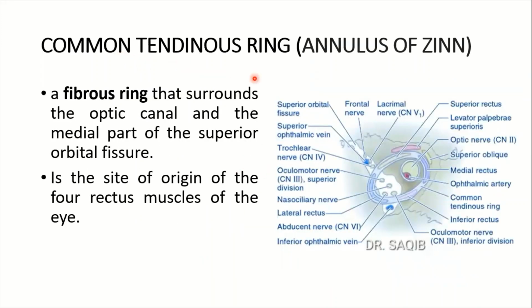So let's talk about the common tendinous ring. This is also known as the Annulus of Zinn. Here it is, you see the laser. A fibrous ring that surrounds the optic canal and the medial part of the superior orbital fissure. I already told you, it is the site of origin of the four recti muscles of the orbit. 1, 2, 3, 4 recti.